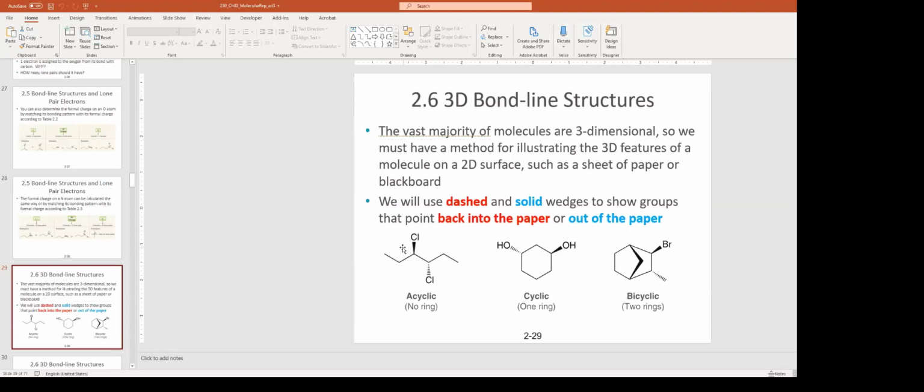A wedge is when this is drawn out like a thick triangle. The way this is drawn indicates the chlorine is coming out at you. Does that make sense? The chlorine here is coming out at you.